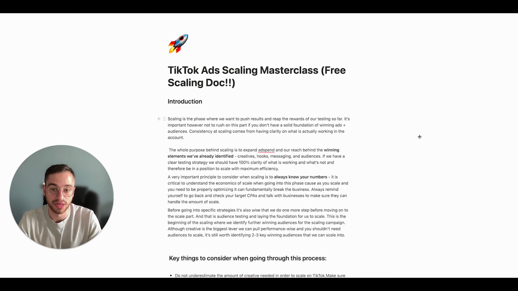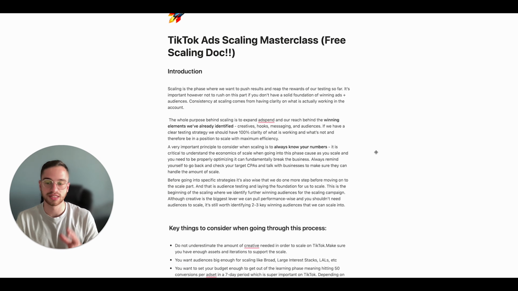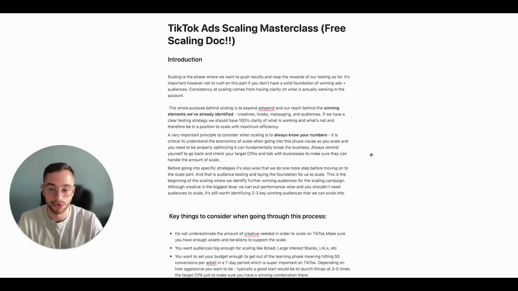So this is going to be the whole top level view of how I approach scaling. It also has some bonus scaling strategies that I've seen working. Let's jump straight into it. I'm actually going to have it as a download below, so make sure you grab it if you want to check it at your own pace, or you can use it as a log and add notes to that scaling doc.